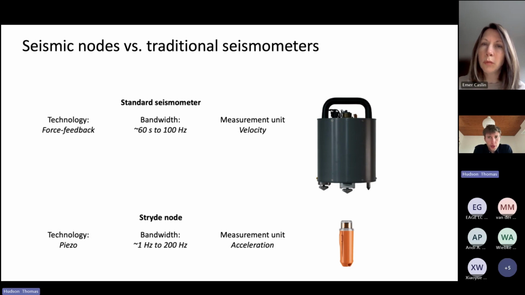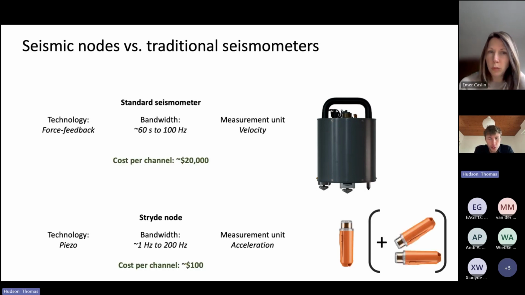And the real driving change in this field is the availability of these seismic nodes. So typically, we used to deploy standard seismometers, which have a bandwidth from roughly 60 seconds to 100 hertz. And then we have these nodes. This is just a Stride node. So Stride is one company out of a number who are manufacturing these cheap, low-cost seismometer devices we call nodes. And they actually have a similar bandwidth to standard seismometers, at least in the range of frequencies which we're interested in. But the real difference is cost.